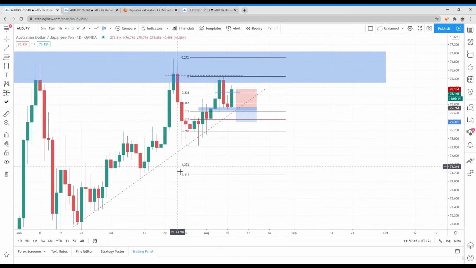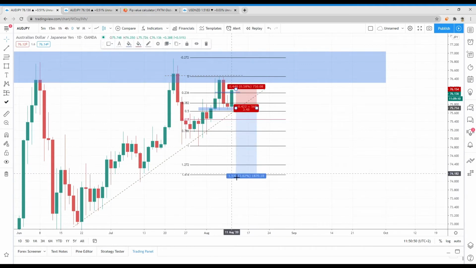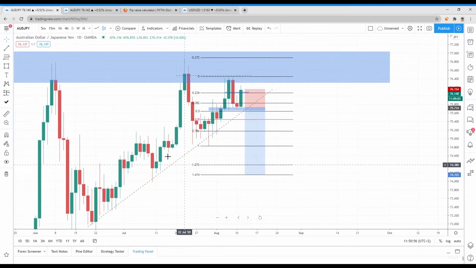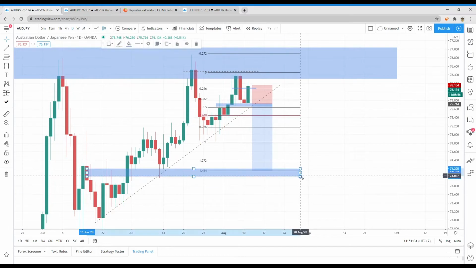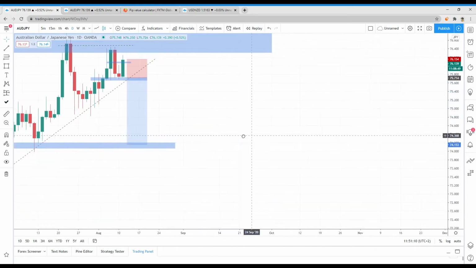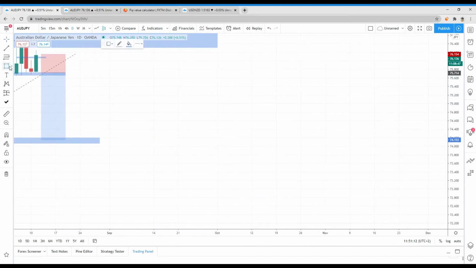Okay, and we will receive these levels. We'll take that and put it here. Okay, so our take profit is at the 1.414 fib level. And if we look, we can see that there is a daily market structure aligning perfectly with our 1.414 fib level. Okay, you can use this strategy and test it yourself.